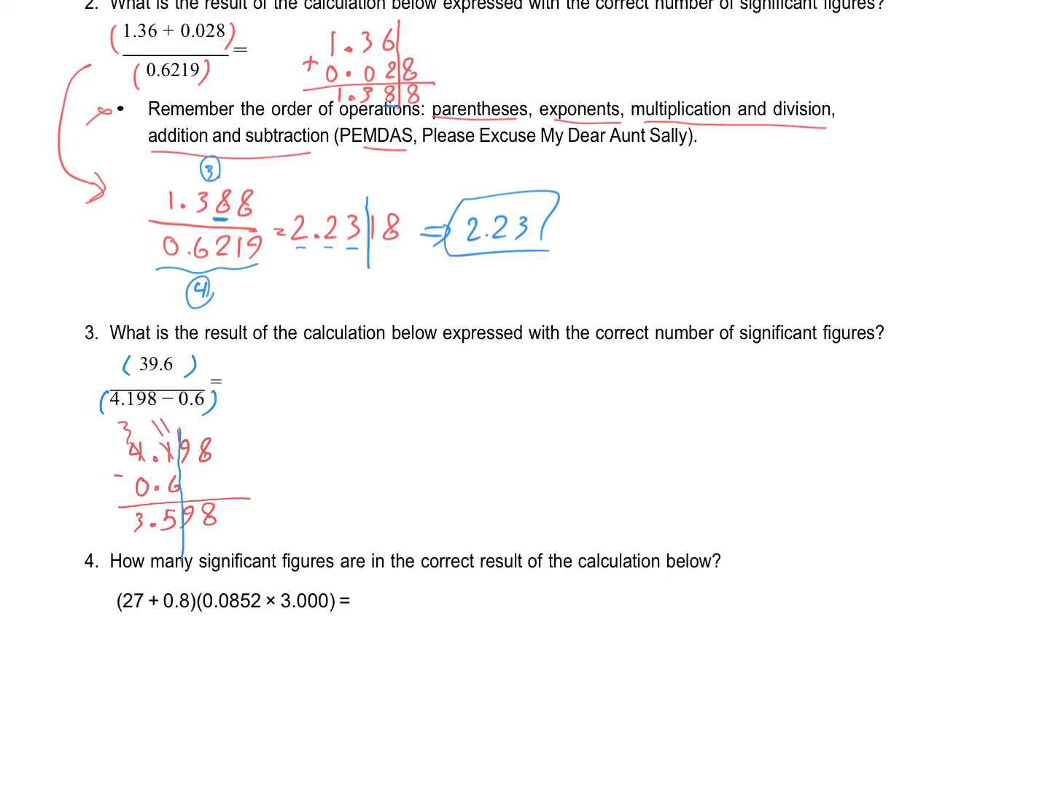Okay, so if I want to round this, I keep saying that: do not round it. Keep whatever you get and underline the last significant digit. If you want to round this, it should be 3.6, right? This is 9. But we do not round it. We just keep the whole number. So on top, we have 39.6. On bottom, we have 3.598 and underline the last significant digit.